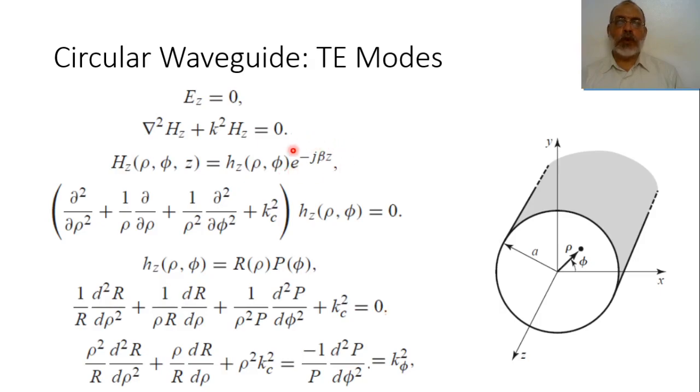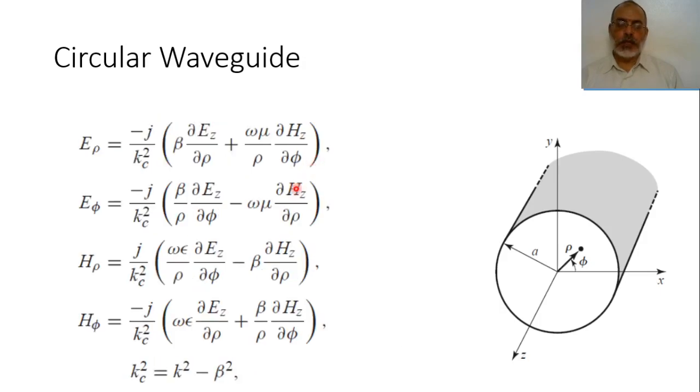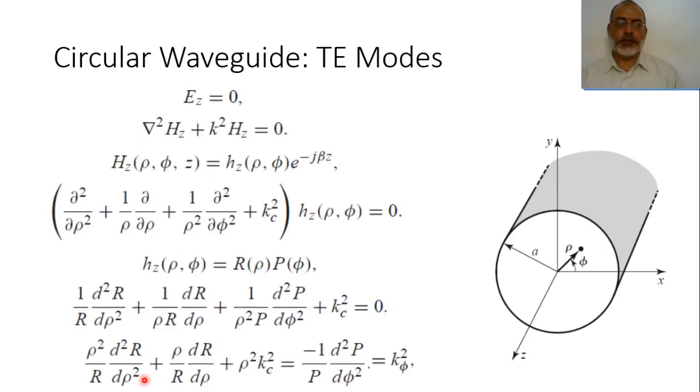By assuming forward propagating function, the derivative with respect to z will correspond to multiplication by minus j beta. So the second derivative would correspond to minus beta squared. And the value of k squared minus beta squared would be defined as kc squared.